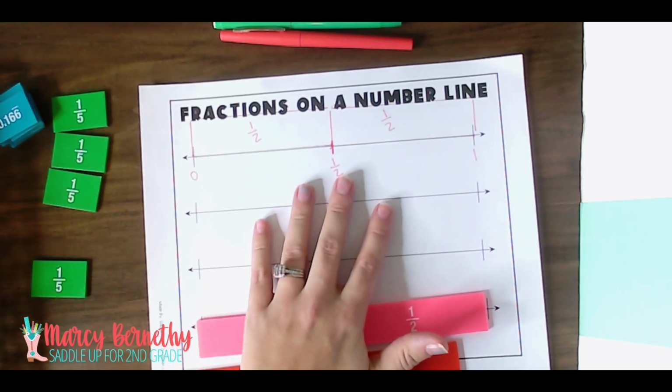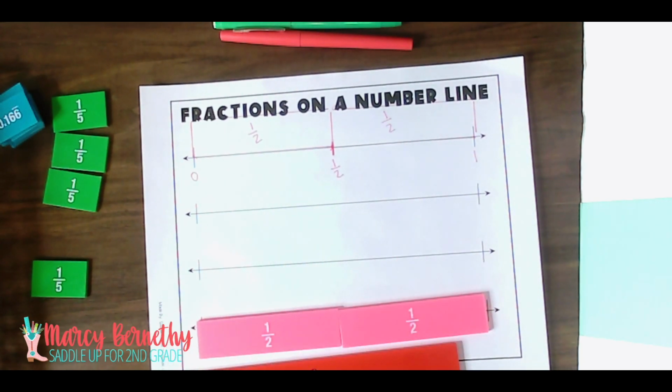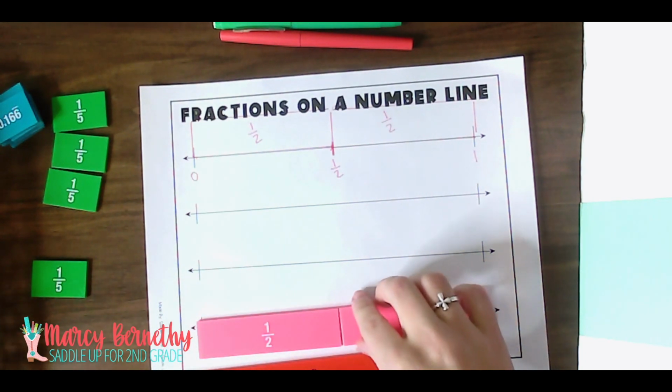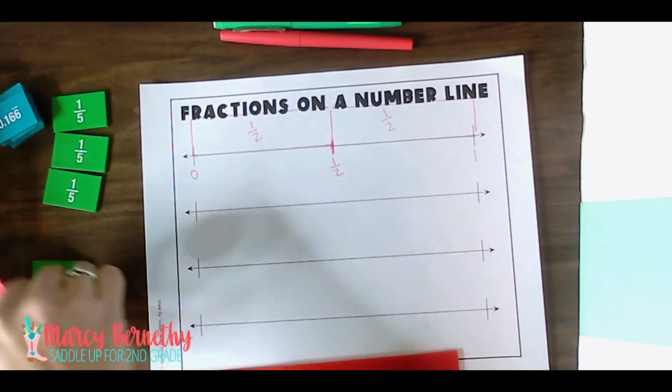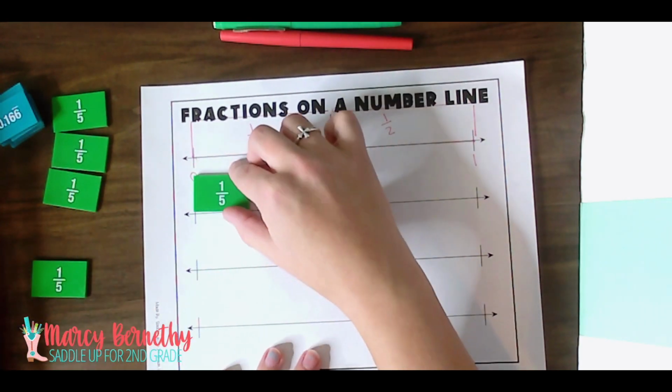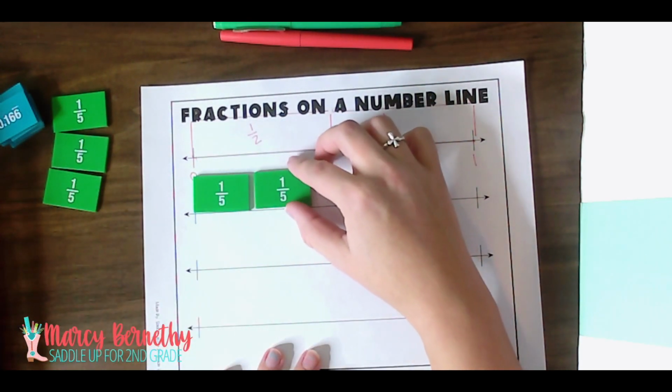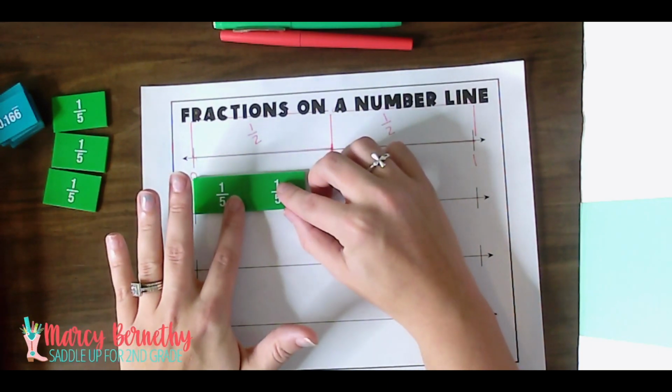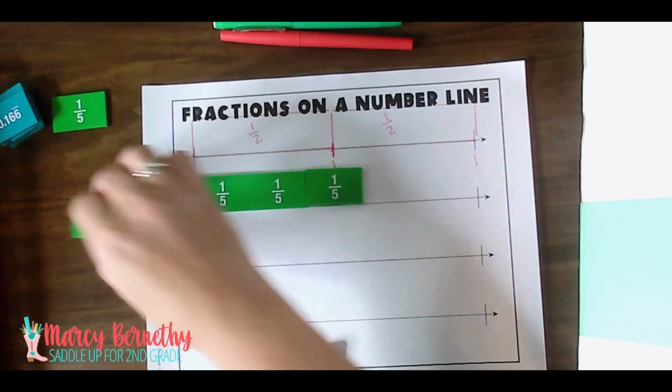After we have done it with halves, then you can repeat the process using a different set of fraction tiles. So for example, let's try fifths. They're going to take their fraction bars and line them up along their number line.